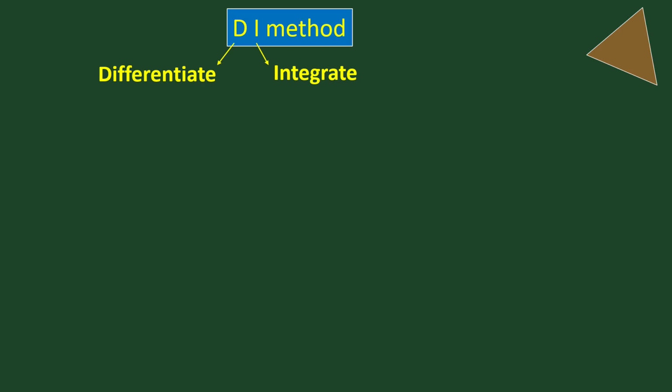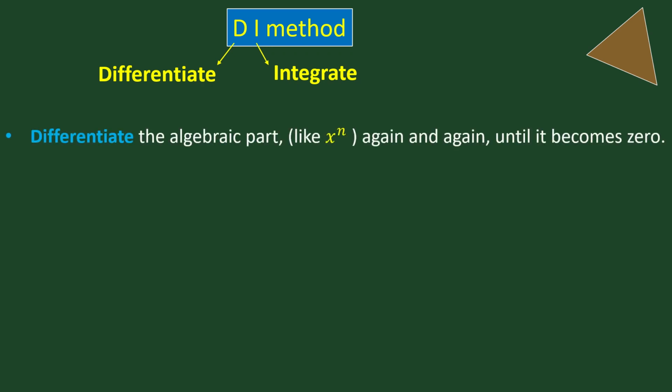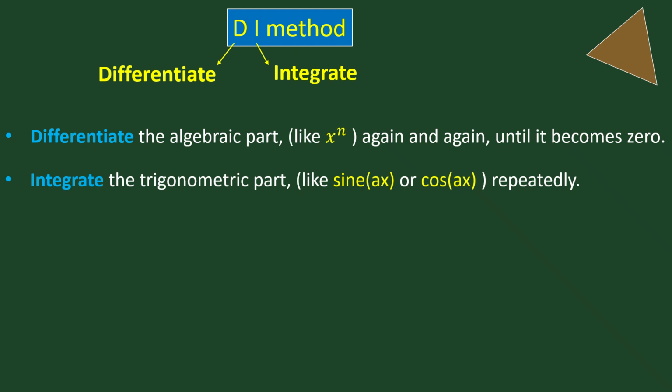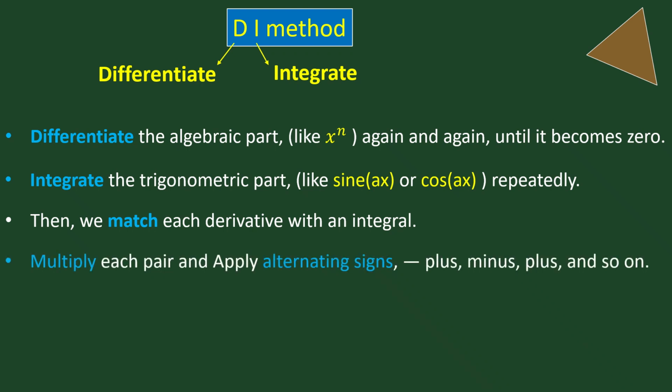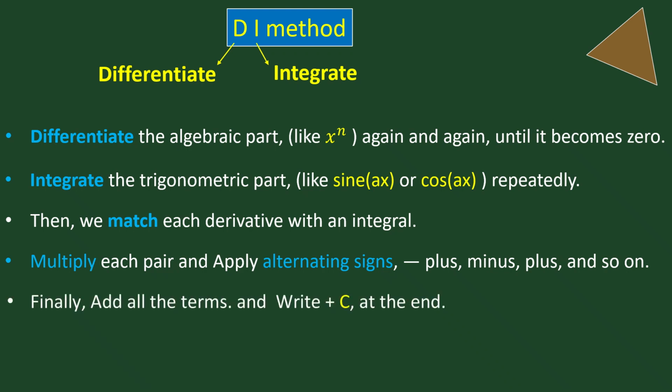In this method, we differentiate the algebraic part, like x to the power n, again and again, until it becomes 0. And integrate the trigonometric part, like sin ax or cos ax, repeatedly. Then, we match each derivative with an integral. Multiply each pair and apply alternating signs, plus, minus, plus, and so on. Finally, add all the terms and write plus c at the end. That's why it's called the DI method, differentiate and integrate.